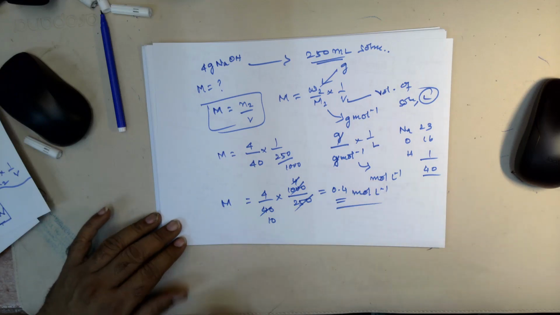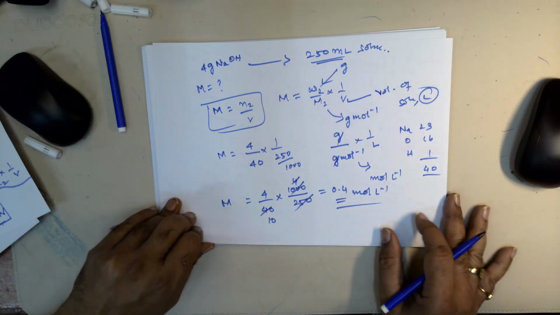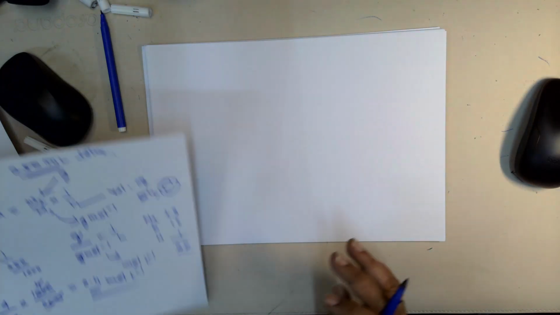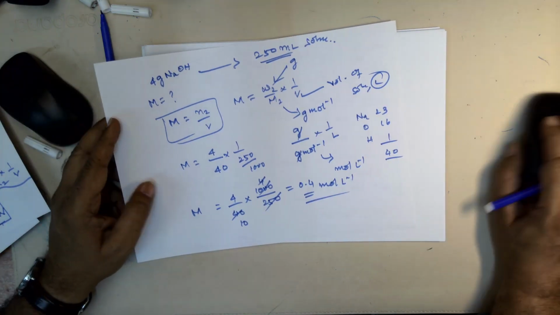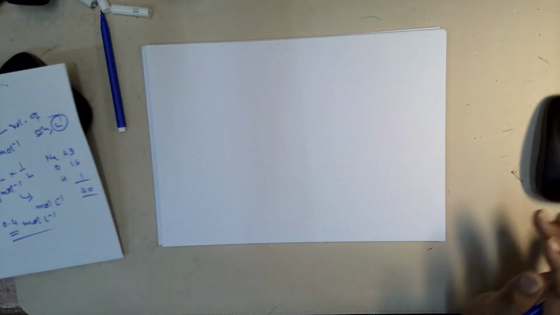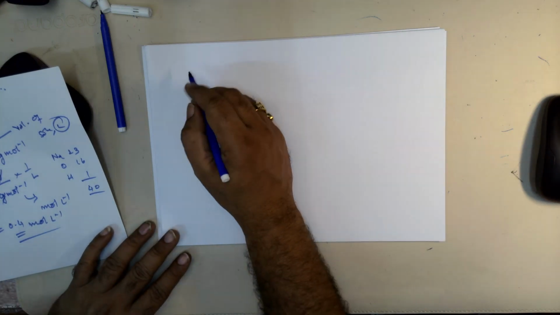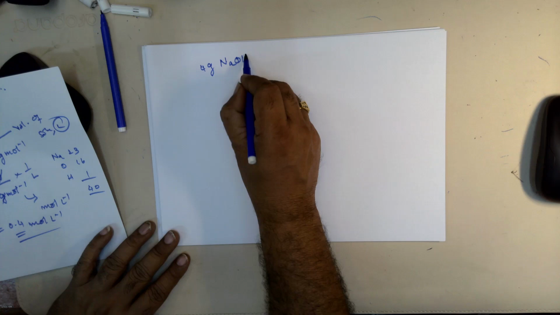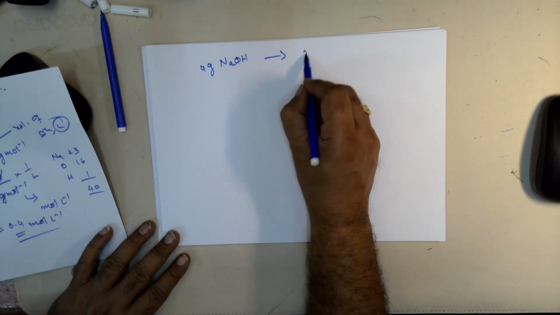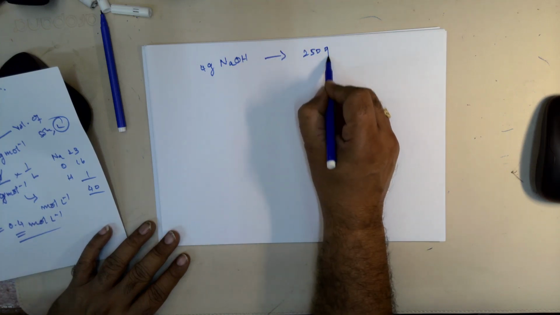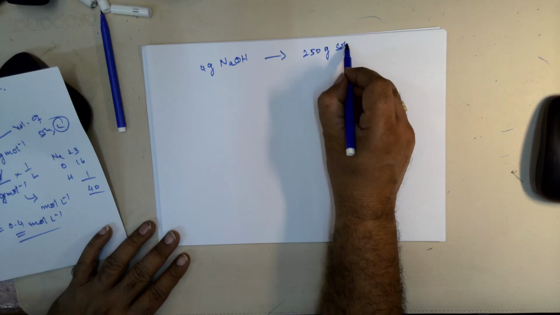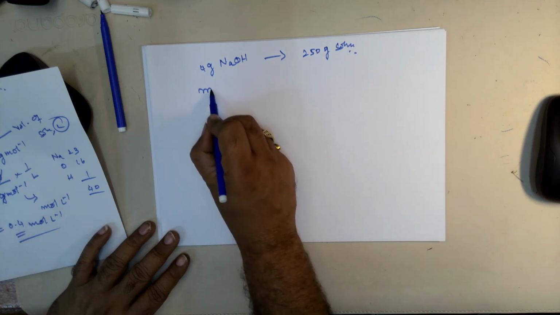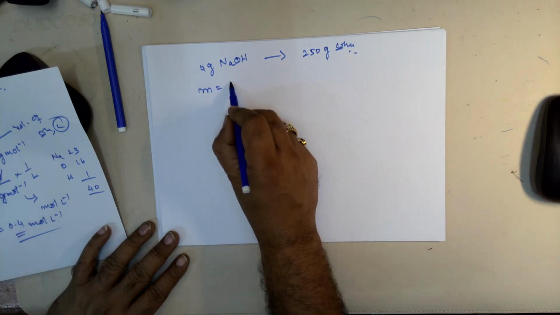So let me proceed with another one. We'll try to calculate the same in terms of molality also. I'm taking the 4 gram of NaOH, the same NaOH. Then instead of 250 ml, let me take 250 gram of NaOH solution. Now, what is the molality?